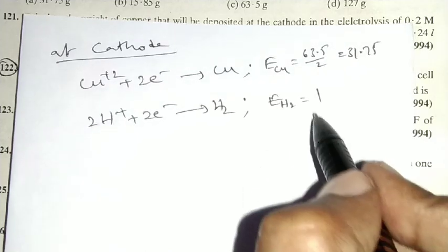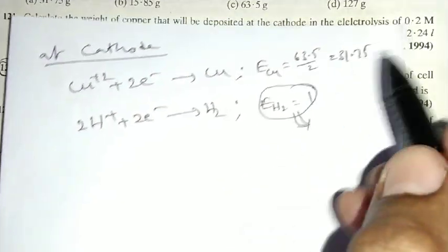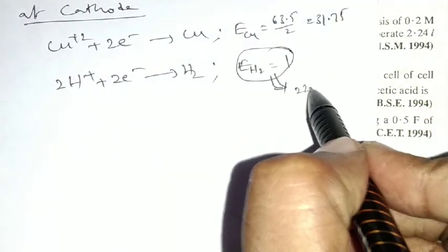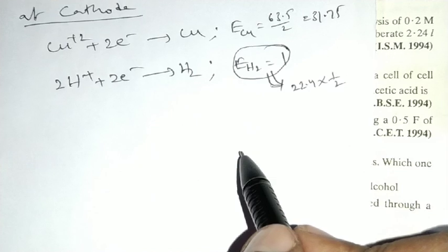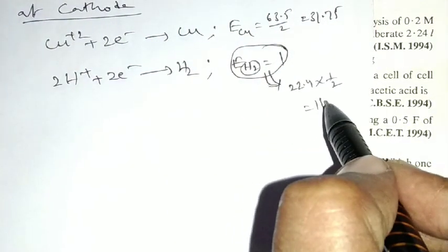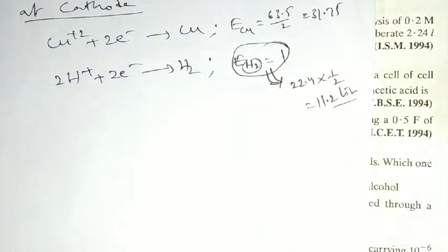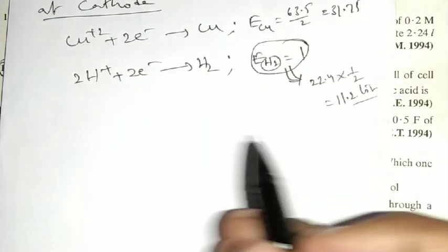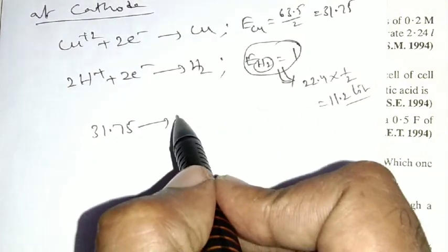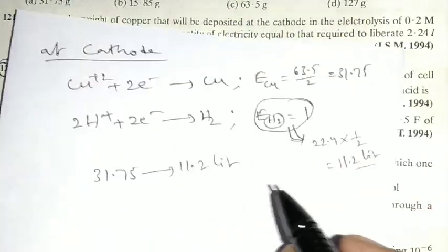Is it okay? But if we convert this value into volume, why should we convert into volume? Because they are giving in terms of volume. So what will we get here? 22.4 into 1 by 2, because we can take only one hydrogen. That means the equivalent volume will be 11.2 liters. Otherwise this is also called equivalent volume. Now observe here. 31.75 grams liberated 11.2 liters of hydrogen. So just combine these two.